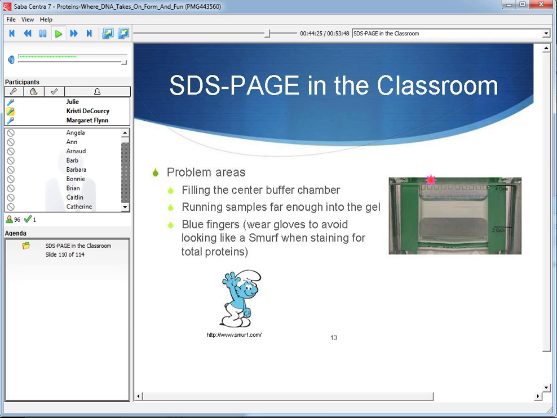You also want to make sure that the samples run far enough into the gel. Students have a habit of seeing that nice blue line about halfway down and think, oh, that's good enough. Well, you need to run the gels as far down as possible so that you get a really good separation. If you stop the gel after an inch or so, all your protein's going to be spread out in a very small area. Whereas if you run the gel all the way to the bottom down here, you'll get much better separation.